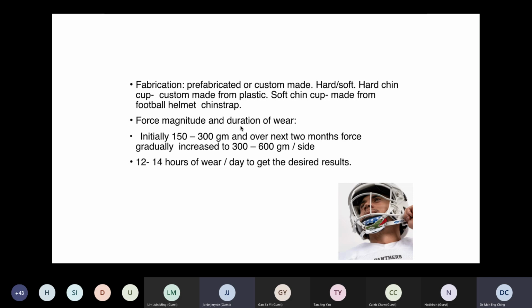The force magnitude and duration vary. Initially we use a bit less force, maybe 150 to 300. Then over the next 2 months, we gradually increase the force to 300 to 600. Again, this must be more than 400 in order to generate the result. When we move the jaw, maxilla or mandible, you need high forces. If you want to move the teeth only, then use low forces. Wear time is about 12 to 14 hours a day, which is more than half of the day, to get the desired result. So if you want to move the jaw, you need long hours and high force.